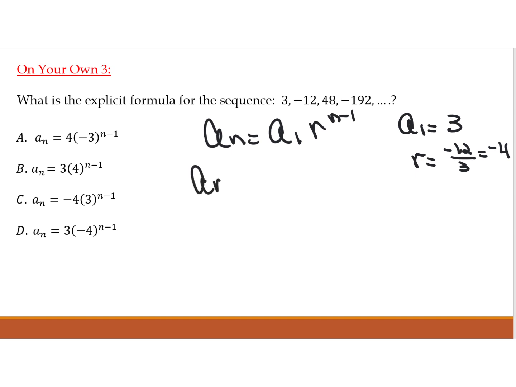I have a sub n is equal to a sub 1, which is 3, times r to a power, and we always put a number in parentheses that we're raising to a power, and this would be my explicit formula. A sub n is equal to 3 times -4 to the n minus 1 power, which is answer D.